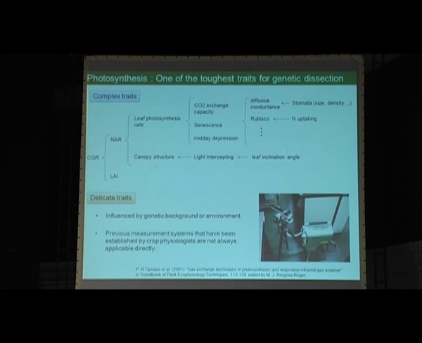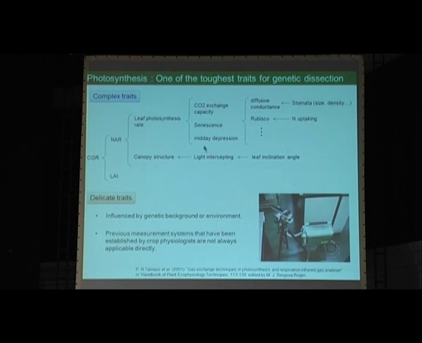This slide is a simple summary of the complexity of photosynthesis. Net assimilation rate, NAR, is a major determinant of crop growth rate, CGR, which leads to the final yield. And NAR could be categorized into leaf photosynthesis rate and canopy structure. And leaf photosynthesis rate is further divided into CO2 exchange capacity, senescence, and midday depression.